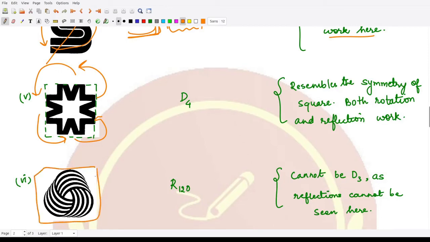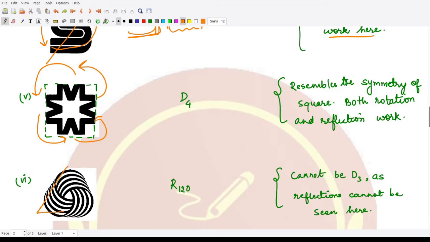Here it does not have the reflections. Why? Because if you take this axis here, whatever is here, that is not the same as what is here. If you look at the symbol carefully, you will see the differences. This thing is not the same as this thing. Here you have a more pointed thing, here you don't. So therefore reflections do not work here in this case, but we have rotations.